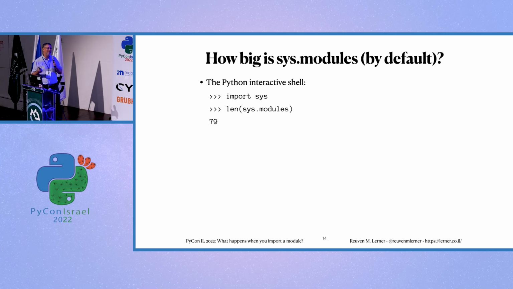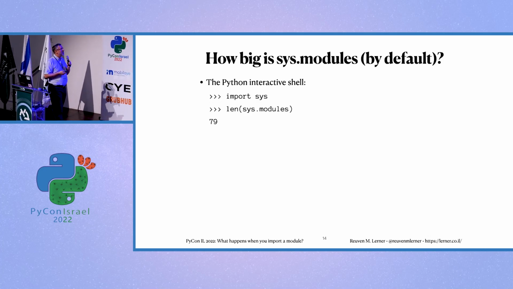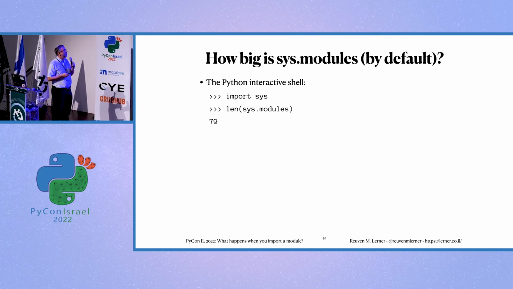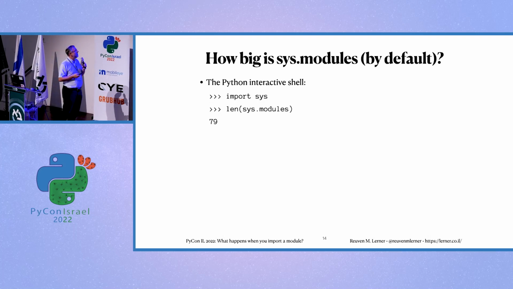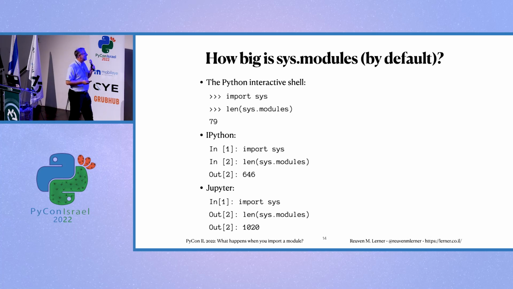Well, what if I'm a fancy user and I decide to use the IPython shell? Well, then it's going to be a little bigger. IPython is 646, and Jupyter, giving away the store, Jupyter has 1,020 modules. No wonder Jupyter takes a while to start up, right? It has to load all these modules.